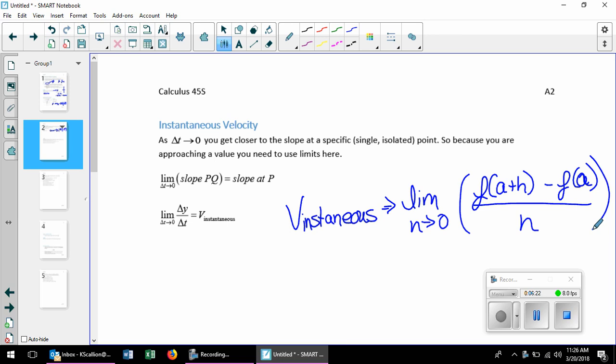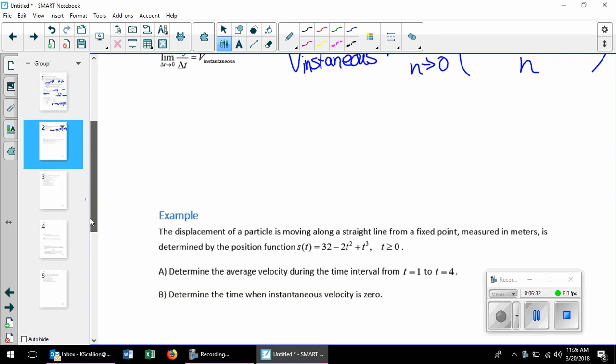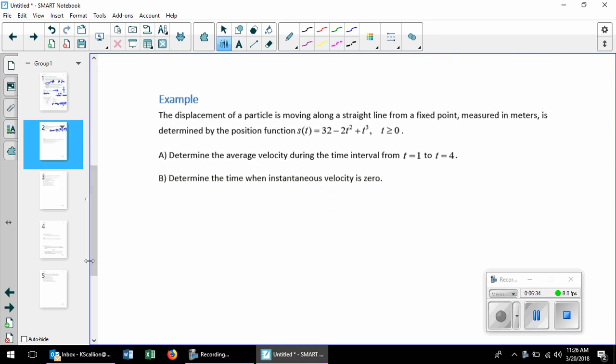All right, so when you find the limit of velocity, you're finding the instantaneous velocity. So that I had right there, I'm probably going to combine these notes a little bit. So it says the displacement. As soon as I see the word displacement, I know that we're talking about f of x. It's moving along a straight line from a fixed point. It's measured in meters and is determined by the position function. So I know that's my original function, where t has to be greater than or equal to 0.